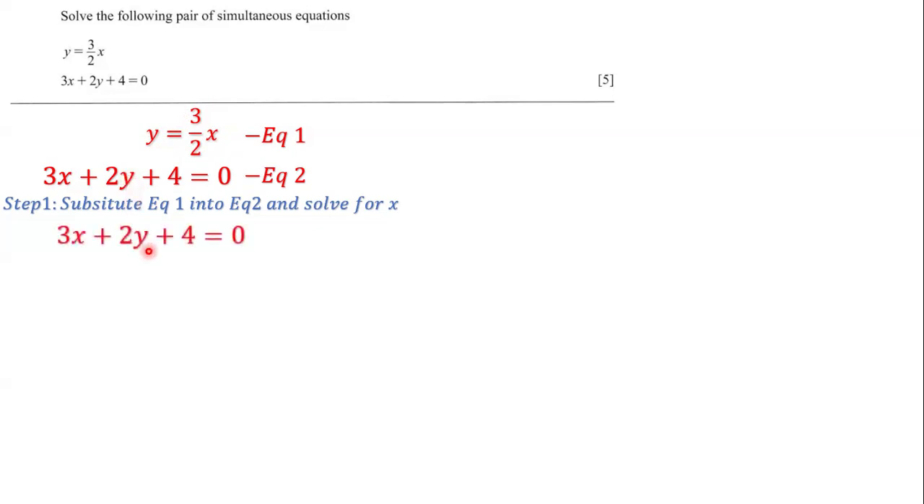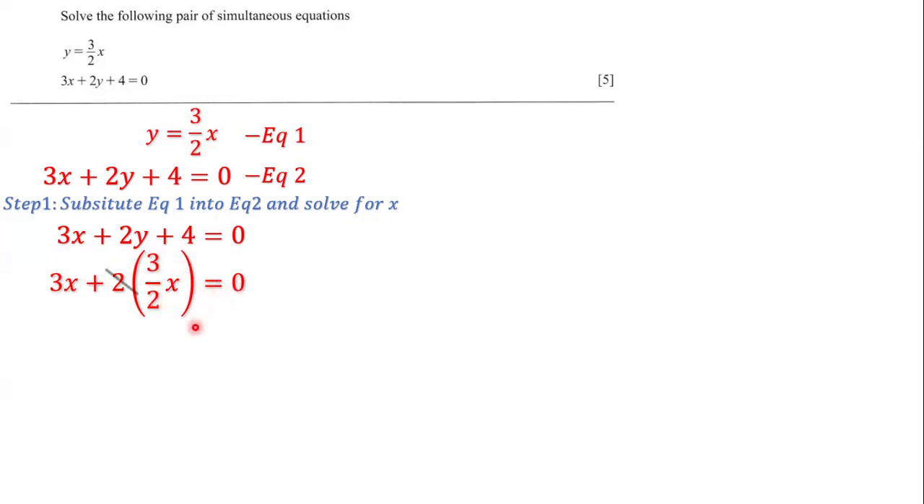So this is equation 2. Notice that we have y here. We have two variables, but once we substitute what y is, we have an equation in one variable and we can solve that. We know that y is equal to 3 over 2x, so instead of writing y, we write 3 over 2x, because that's what y is according to equation 1. And so we have 3x plus 2, open bracket, 3 over 2x, close bracket, plus 4 is equal to 0.